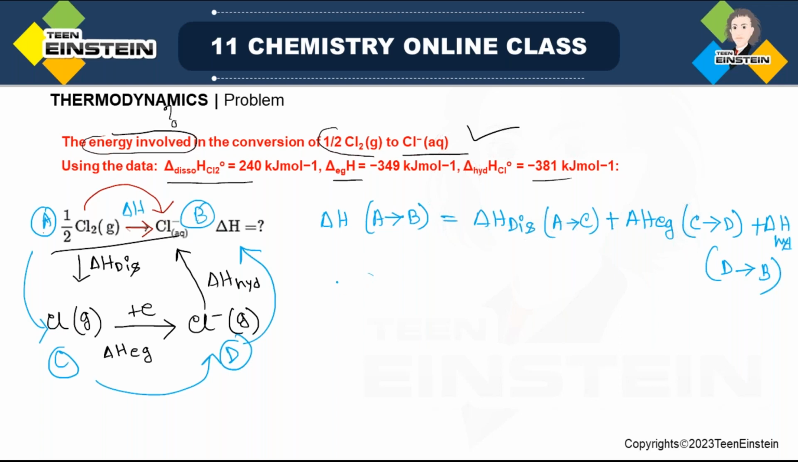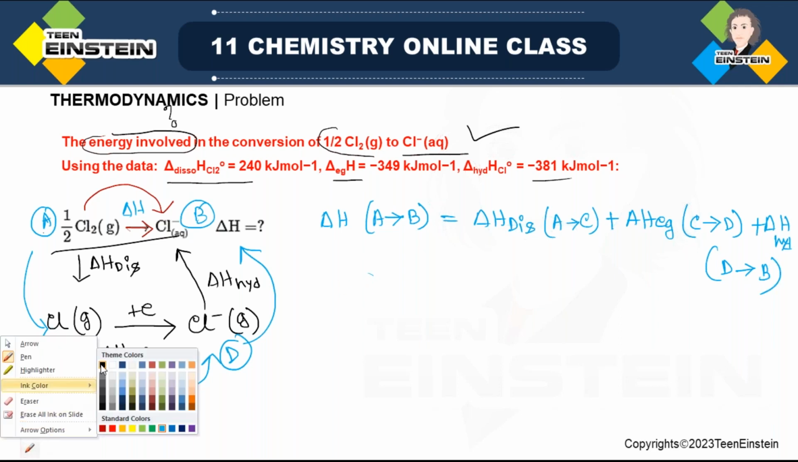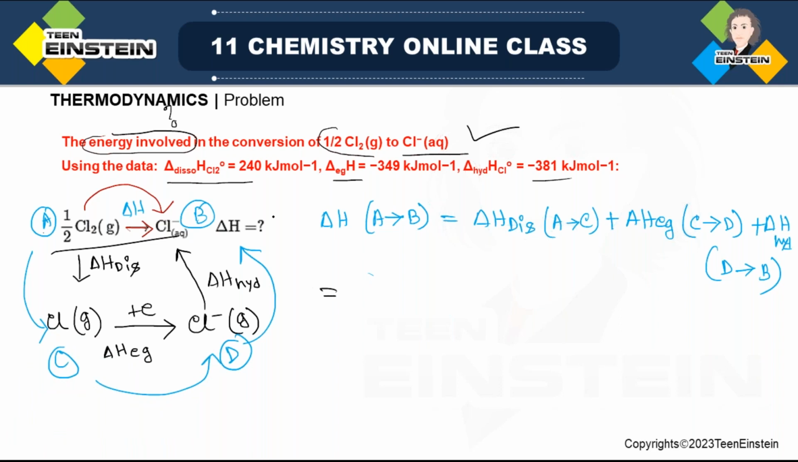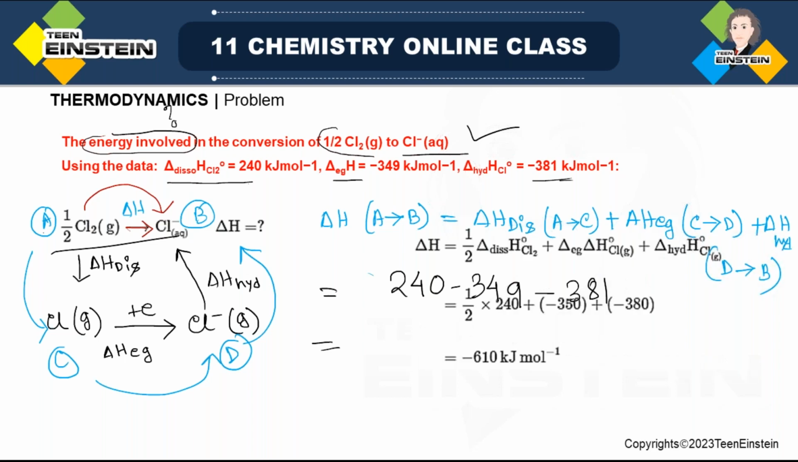So now we will put in all these values, which are already given in the question. Del H dissociation is 240. Then we have minus 349, and then we have this one, minus 381. So finally we will get the result; the calculation is already there.